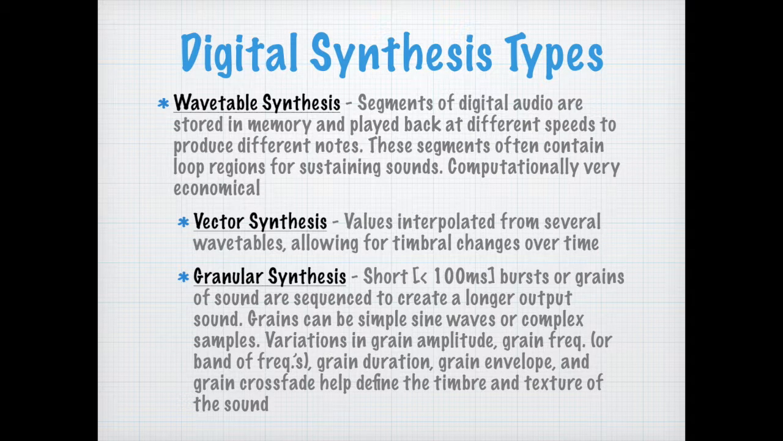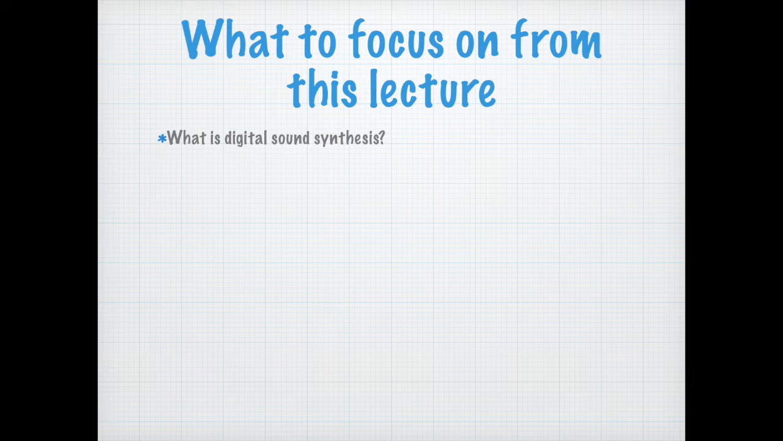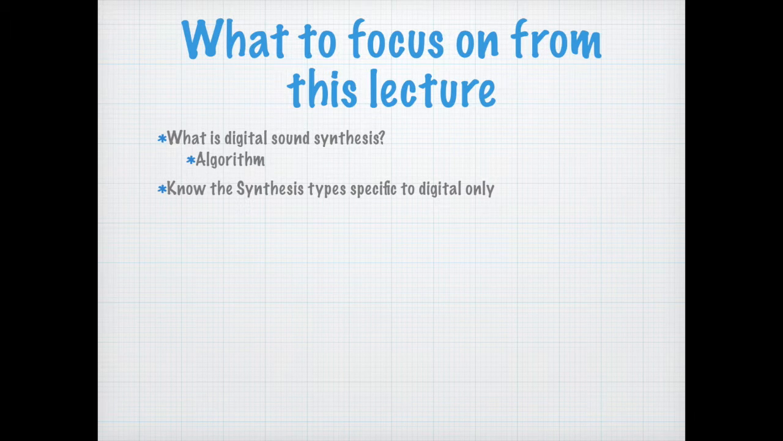So we'll look at a couple of those examples here in a moment, but for now, we'll just finish up the basic part of this lecture side of things with a quick concept review, just the things we talked about the last few minutes. One, what is digital sound synthesis? The idea of an algorithm, know that. And know the synthesis types specific to digital only, so all the things in the slides here.